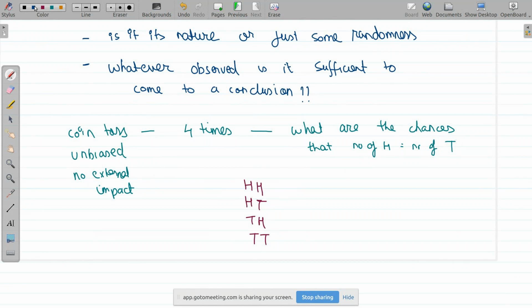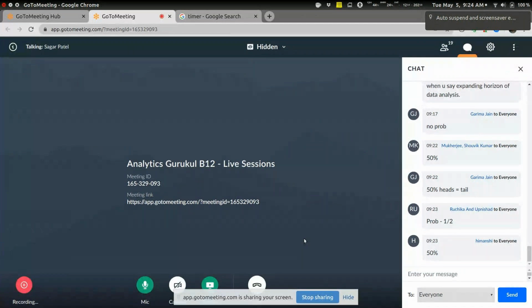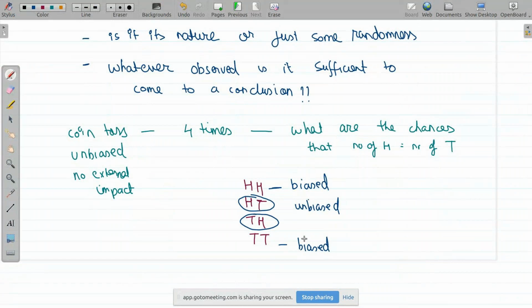Now if you see amongst them, only these two scenarios have equal number of heads and tails. Basically these are the scenarios where you can say that the coin is unbiased. Had you seen this scenario, you might come to a conclusion that it is biased. And my question is, is this conclusion correct? Certainly not. Why? Because I have just tossed the coin 4 times.